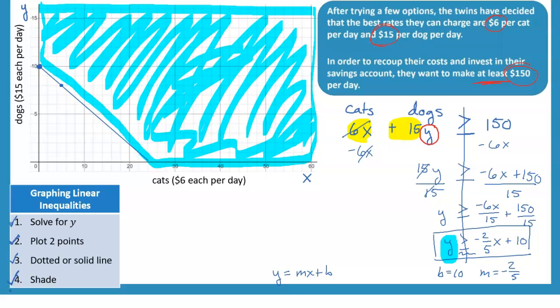Let's talk about what that means real quick. We said they want to make at least $150 per day. So any of these combinations of cats and dogs, for instance, 30 cats and 10 dogs, that's in our shaded region, that would allow them to make at least $150 each day. That's true for any point inside the shaded region. Anything even on the line would work, but these points down here would not make enough money to satisfy their profit constraint.